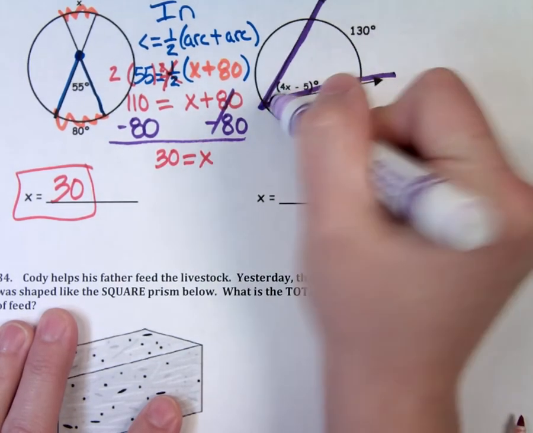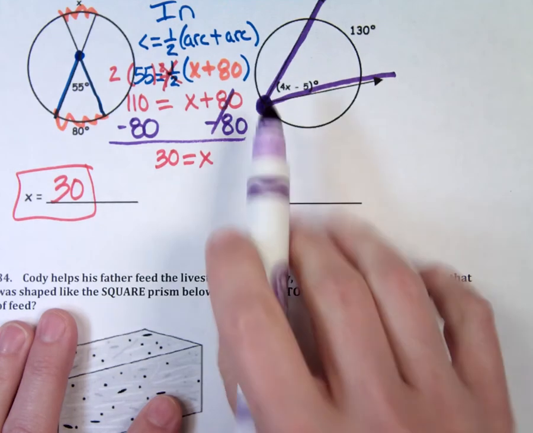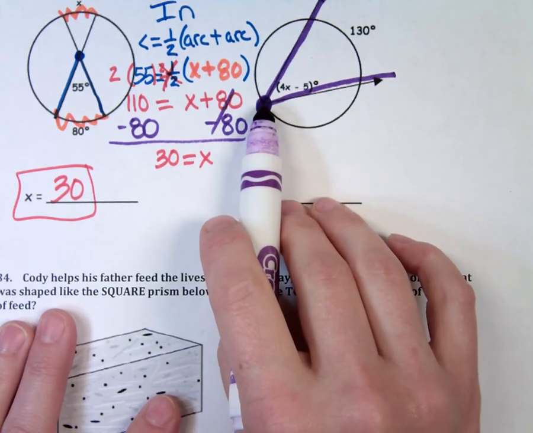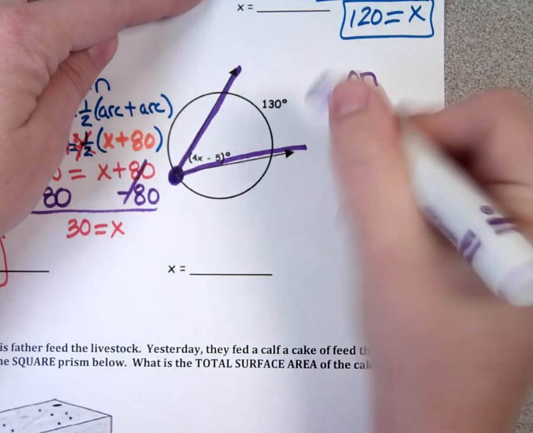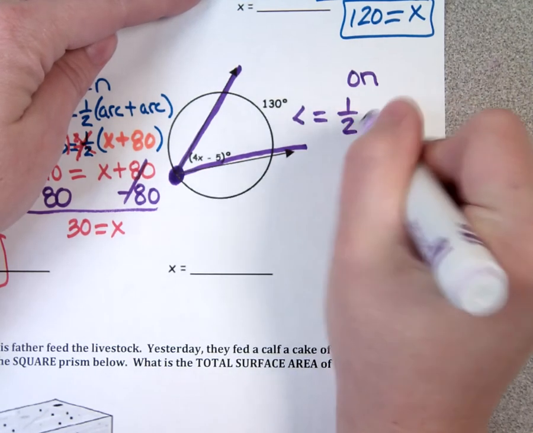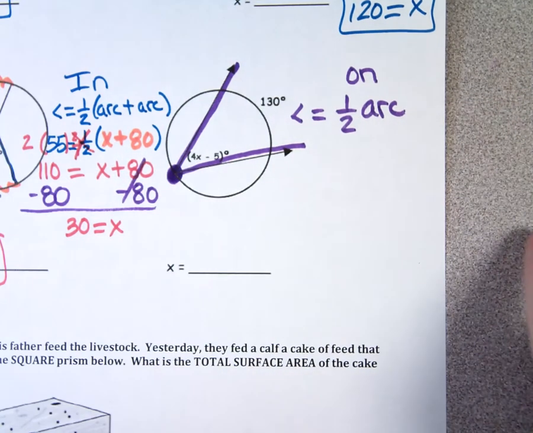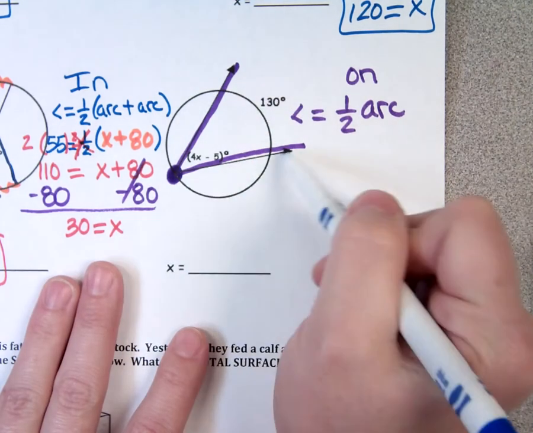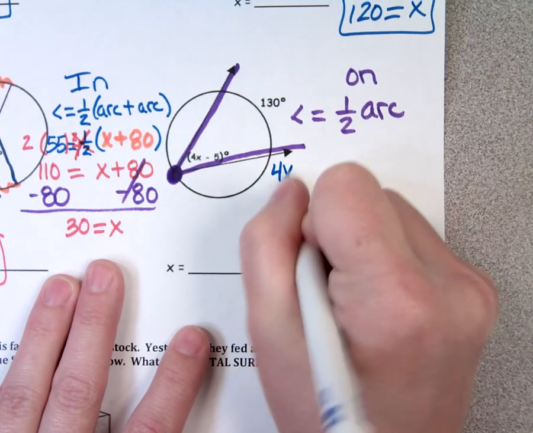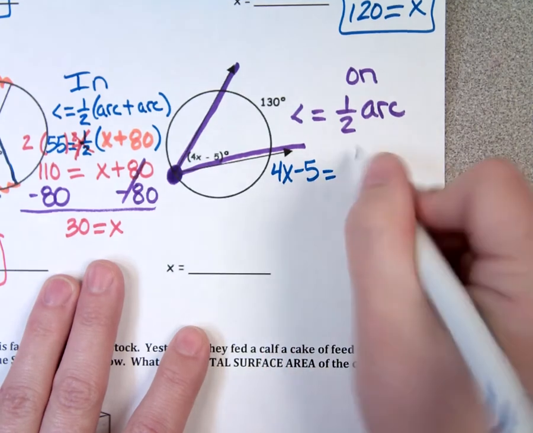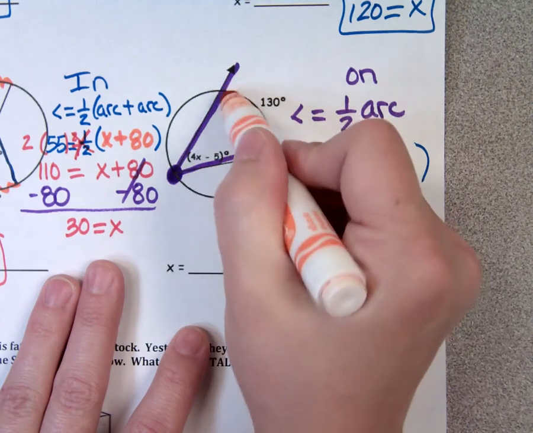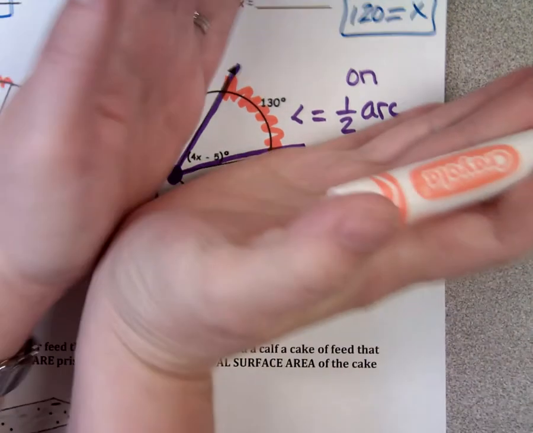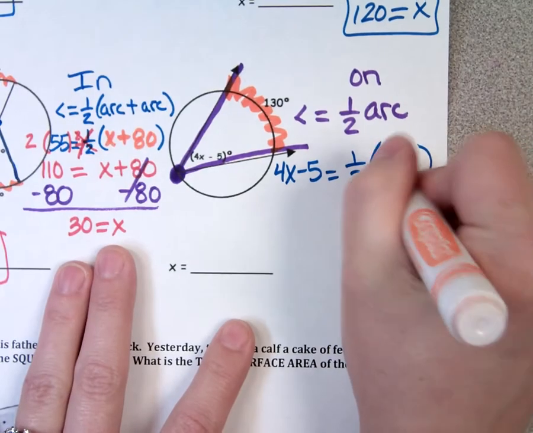Our angle, let's look at its vertex. Its vertex is right here. Would you say that the vertex of the angle is at the center of the circle, in the circle, on the circle, or out of the circle? It is on the circle. So when the vertex is on the circle, we find the angle by taking half of the arc. Okay, so which one's the angle? 4x minus 5, that's the angle. So 4x minus 5 equals 1/2, and then half of, what's the arc? The arc is in between the angle, remember, and the arc is 130.